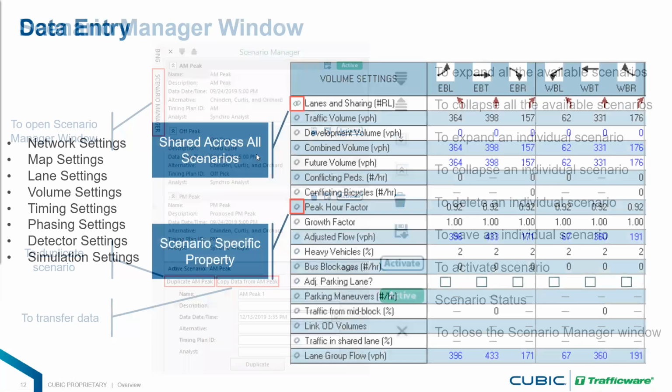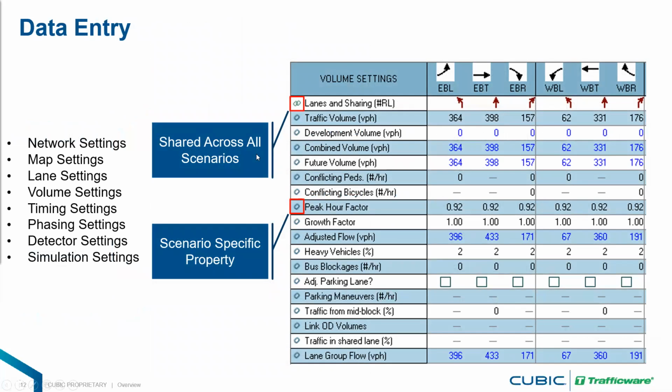Now, as I mentioned so many times, you need to have the same network, right? And you can have completely different timing, completely different volumes, even completely different network settings in each of your scenarios. However, sometimes it's tough to remember which is the scenario data and which is the network data, which is shared across all the scenarios, right? We made that very easy for you by introducing these two little icons.